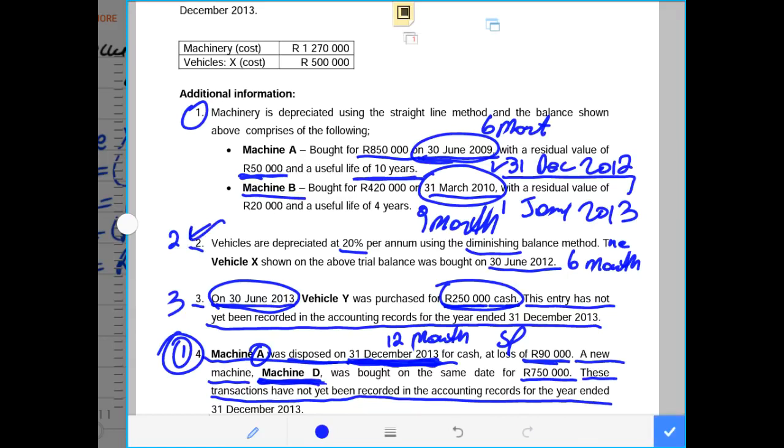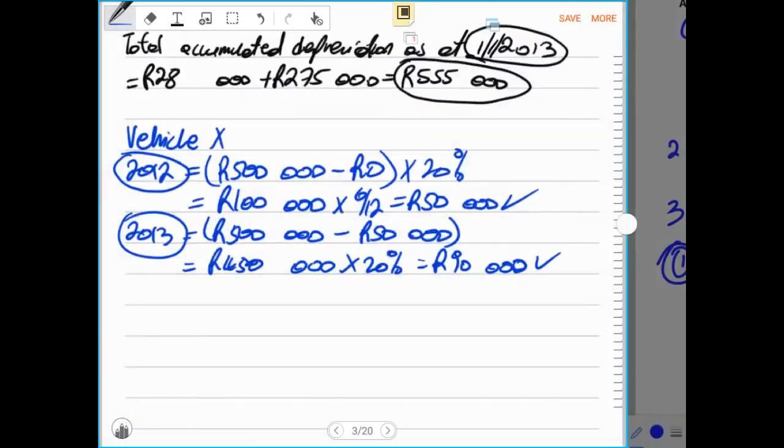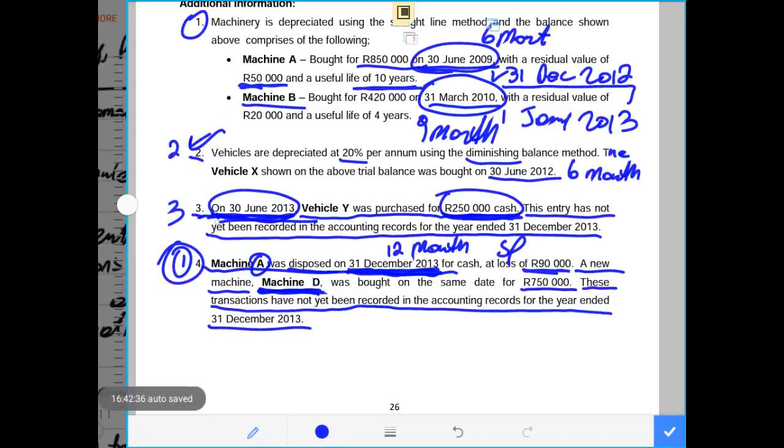So now this part is done but not yet completely recorded. Then on the 30th, which is number 3, on the 30th of June, 6 months before the end of the current year, on the 30th of June 2013, vehicle Y was purchased for 250,000 cash. When did this purchase take place? During the year. Anything that took place during the year is under additions in the property, plant and equipment note. So now under additions, we should add that motor vehicle at the cost of 250,000 rands. That's the first thing to take into account. Then after we say, okay, this was bought at the end of June, meaning the depreciation for vehicle Y will be for 6 months in the current year, and the cost was 250,000.